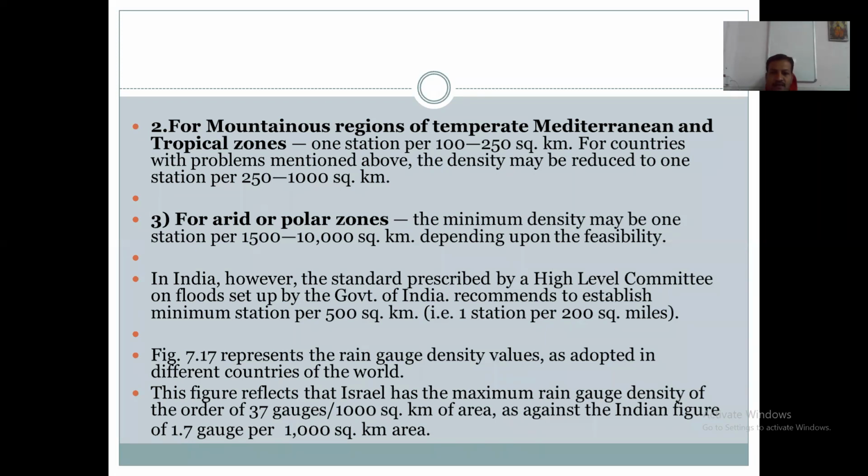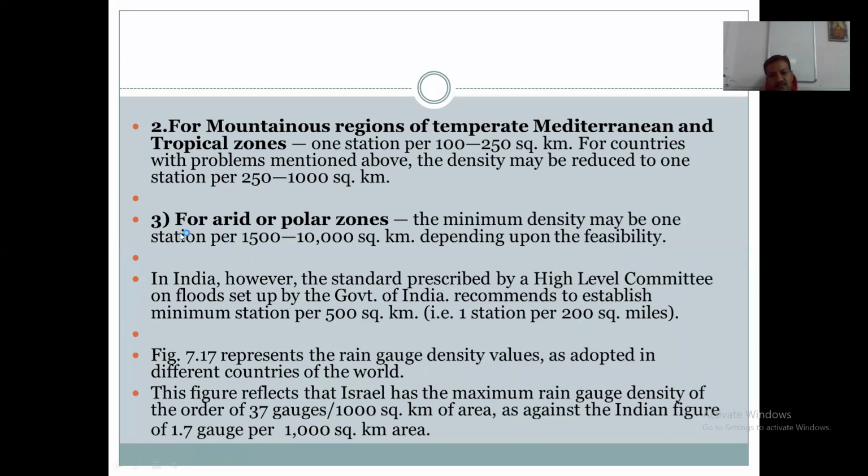Suppose for 5000 square kilometer area, there are a number of rain gauge stations. प्रत्येक 250 स्क्वेअर किलोमीटरला किती प्रोव्हाइड करायला सांगितलंय? वन स्टेशन. So in this way, for 5000 square kilometer area, there will be more number of rain gauge stations. Okay.